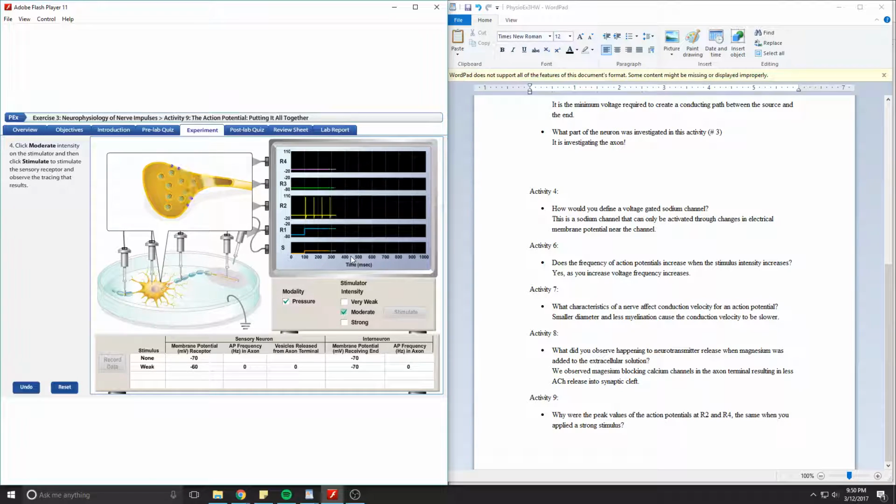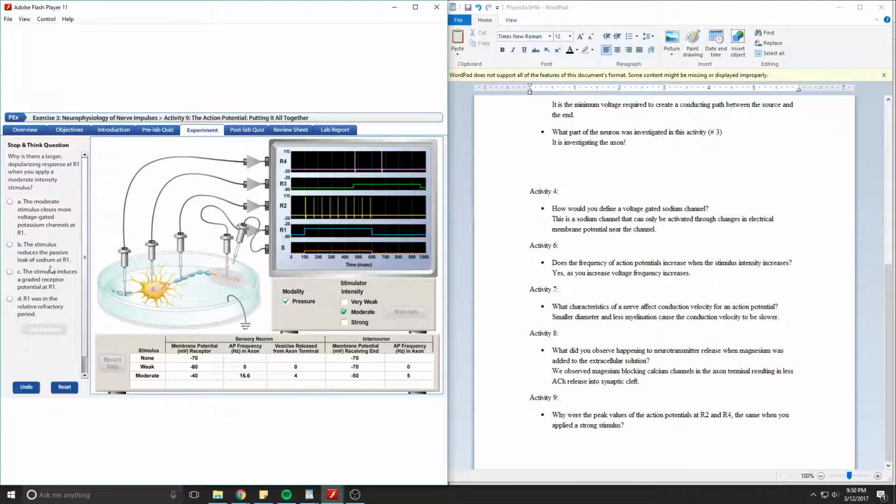So yeah, moderate. So it happens at R1 and R2. Ah, it does happen at R3. Interesting. R1 has like the exact same as the stimulus. This jumps up and down, like this is so strange. Okay. Record data.